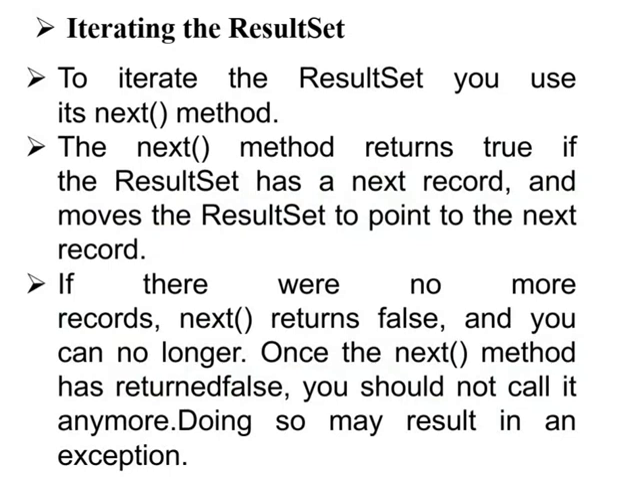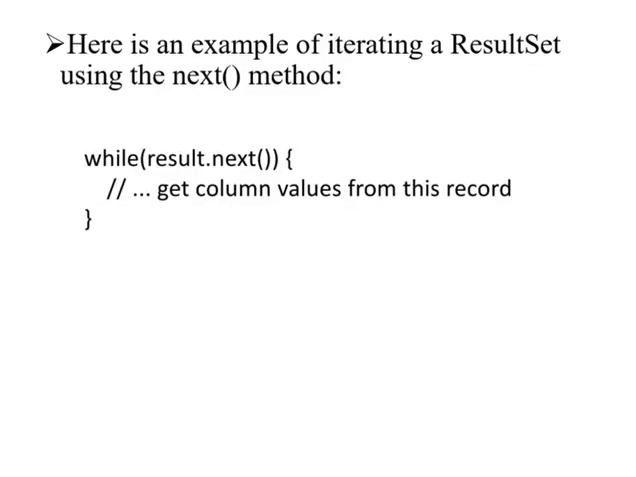Here, let us consider an example of iterating a ResultSet using the next method, that is while (result.next()) { // get column values from this record }. As you can see, the next method is actually called before the first record is accessed. That means that the ResultSet starts out pointing before the first record. Once next has been called, it points at the first record.